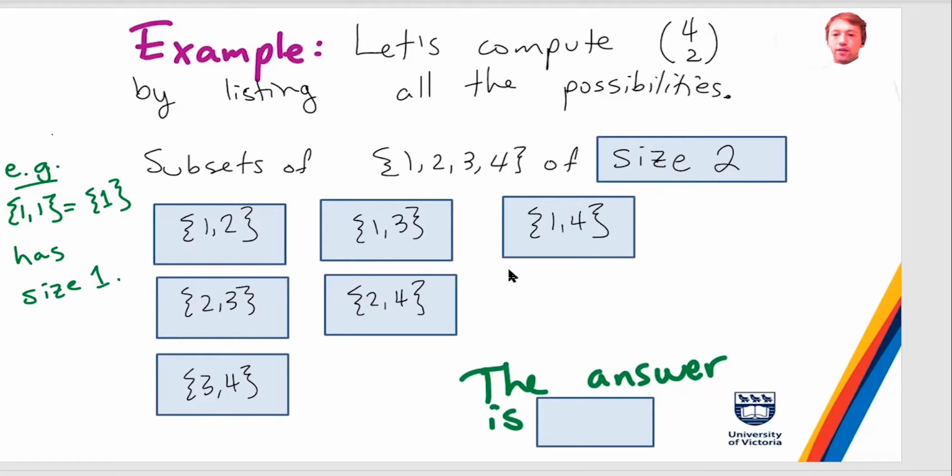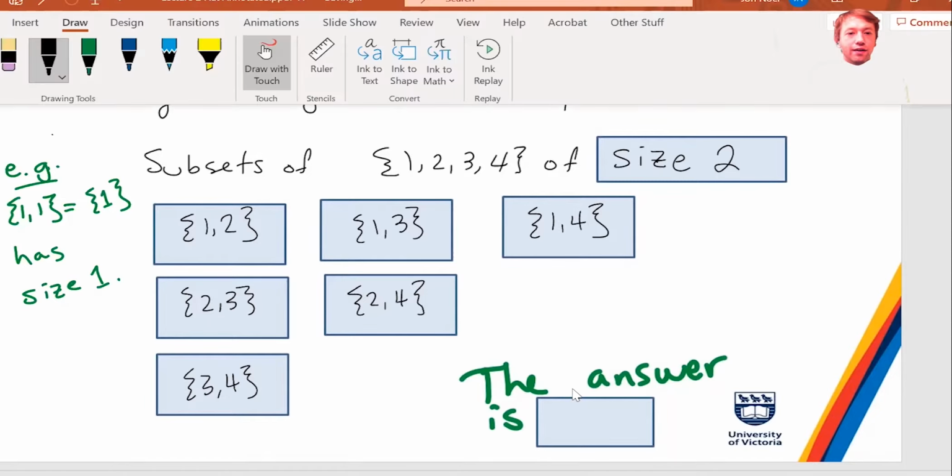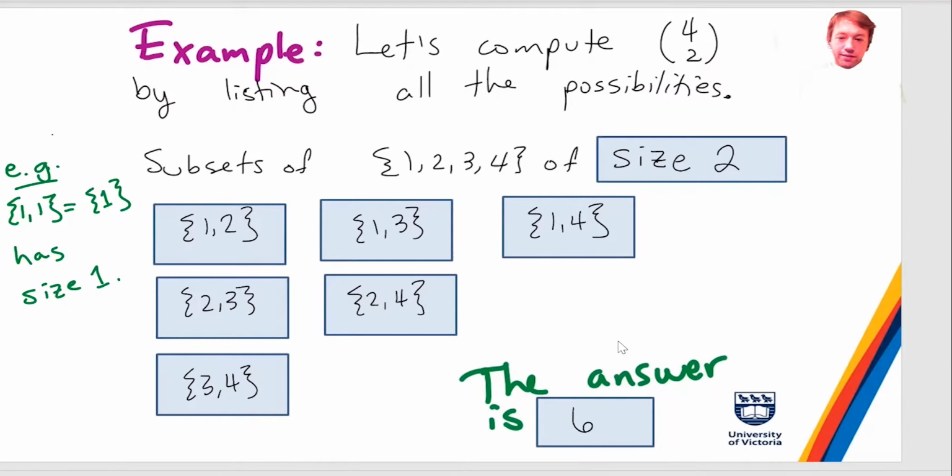Okay. So how many subsets are there? There's 6. So I'll write 4 choose 2 is equal to 6. Is this clear? Obviously, we want a better way of computing n choose k which doesn't involve listing all the subsets, because that could take us a long time. So we want to have a formula for n choose k.